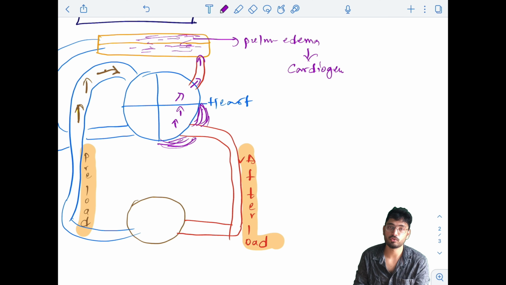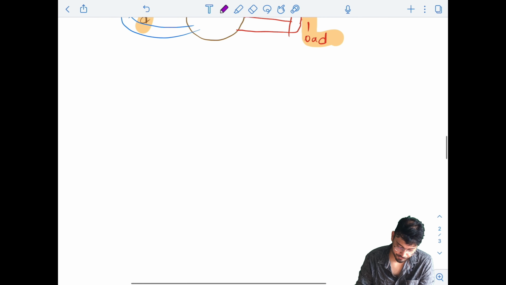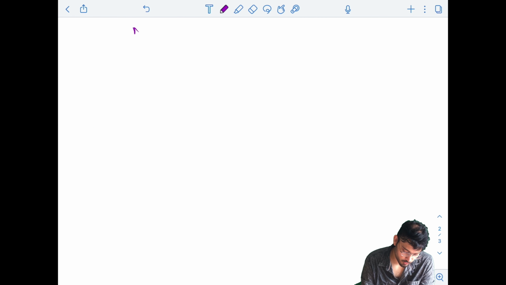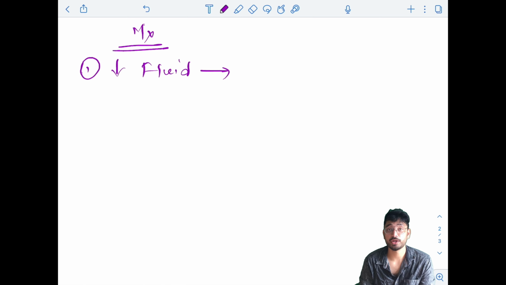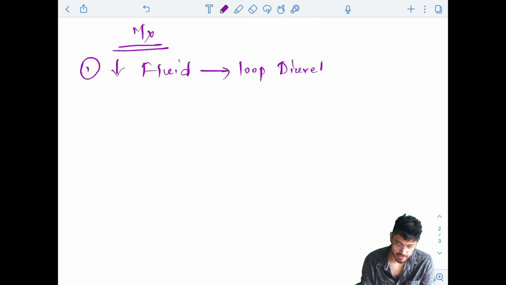Now we'll go for the CHF treatment. How to do the management? First is to decrease the fluid. How can we decrease the fluid? With the help of loop diuretics.